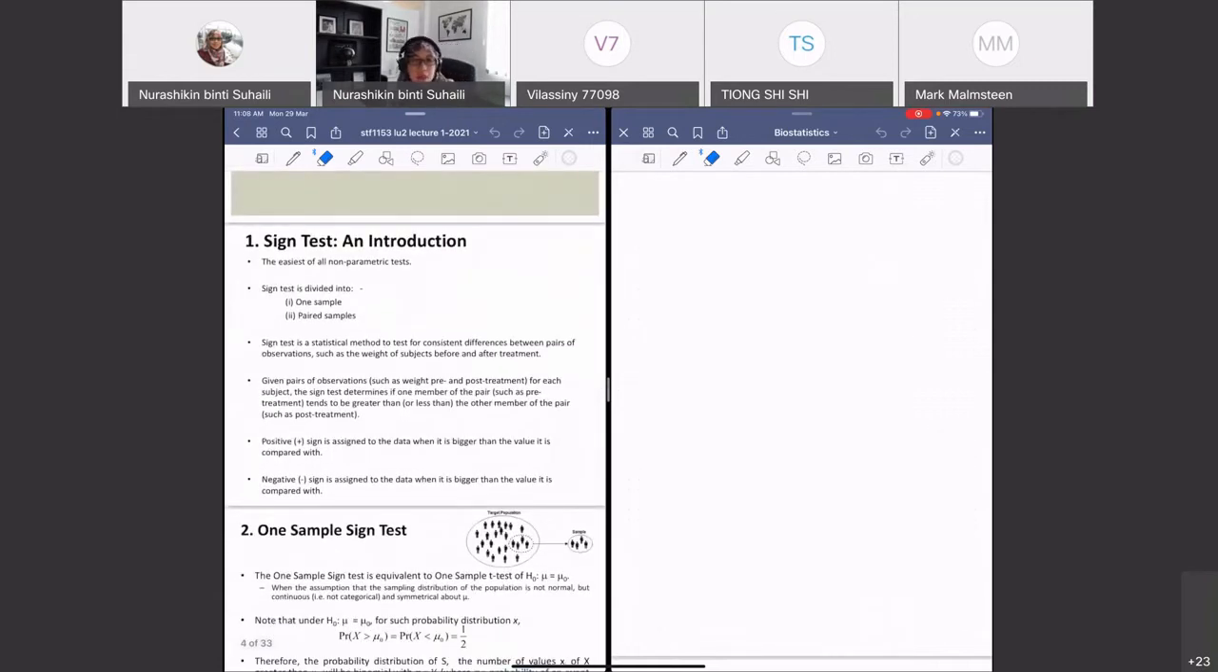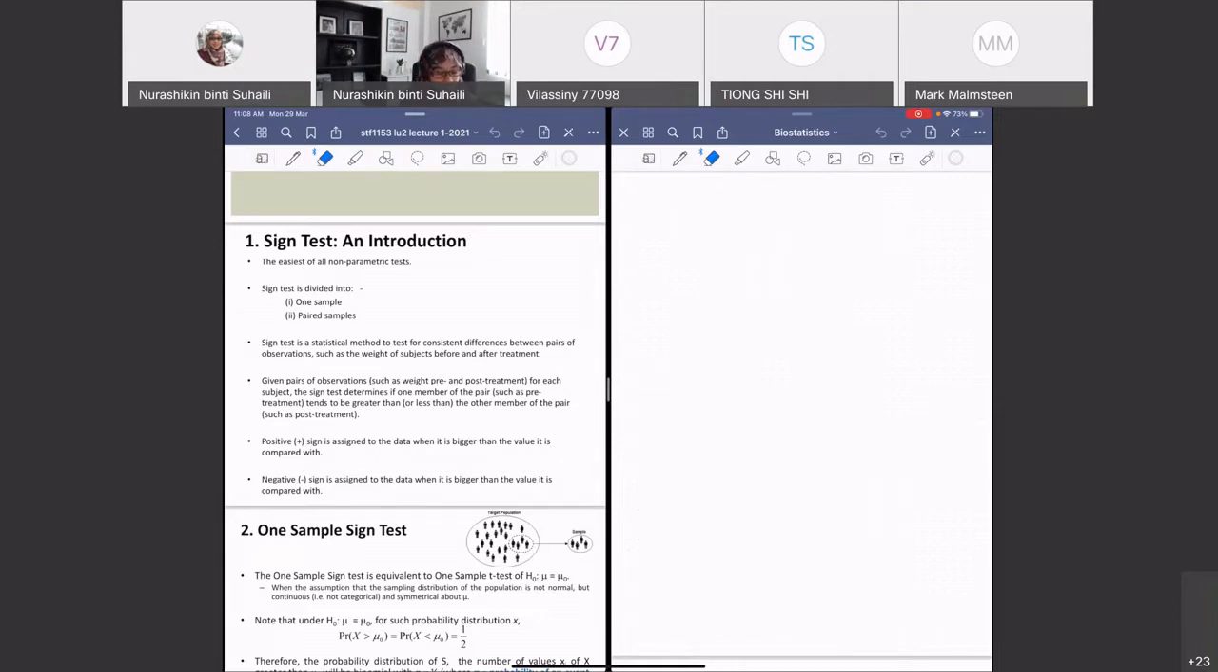So the sign test is among the simplest non-parametric tests, and among the earliest introduced by statisticians. Basically, when we talk about any test in statistics, we are comparing things: a sample with another sample, or a sample with the population. It's all about comparison. The sign test is a test whereby we do the comparison by assigning signs, which is why it's called the sign test. The signs here mean positive or negative.